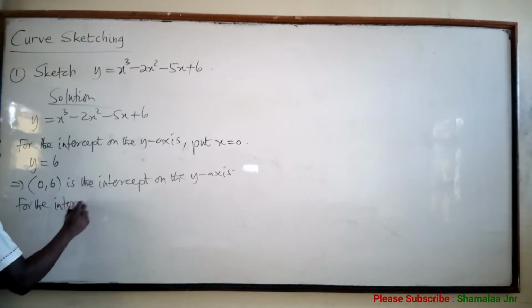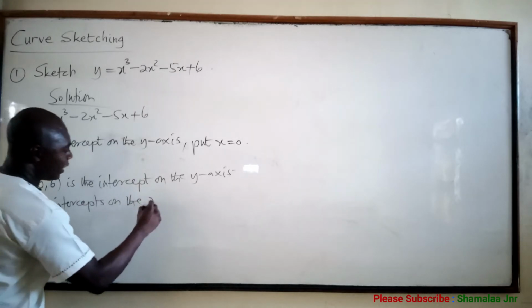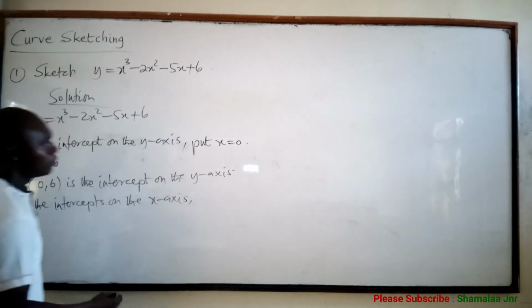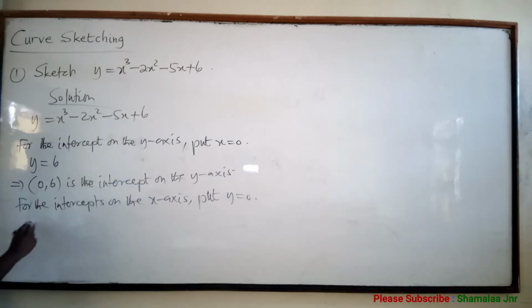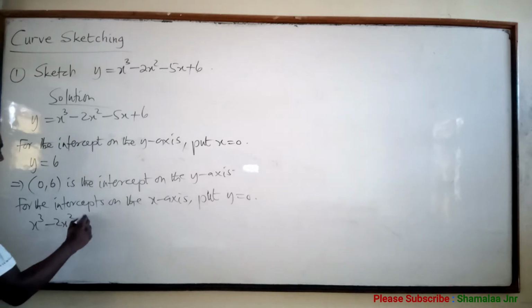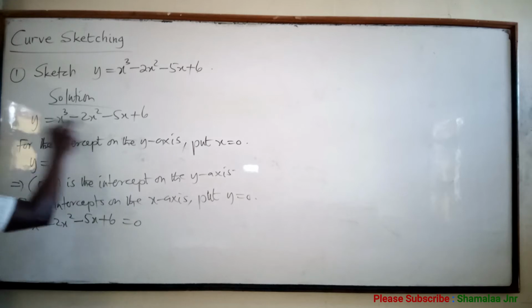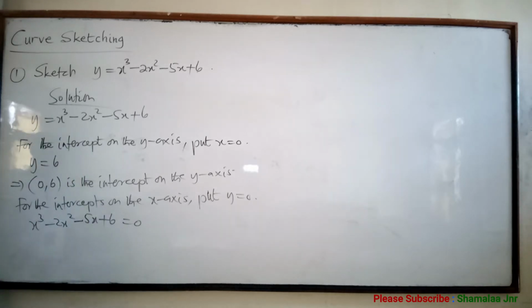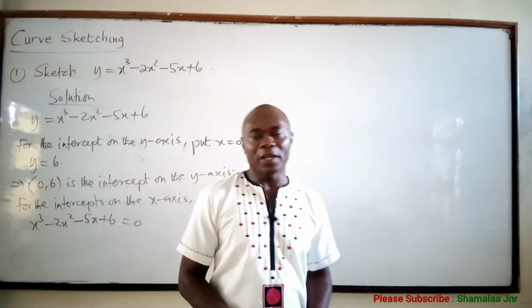For the intercept on the x-axis, put y equal to 0. So that will be x cubed minus 2x squared minus 5x plus 6 is equal to 0. We are going to solve for the values of x. Now, viewers, to do this, you have to resort to the factor theorem.